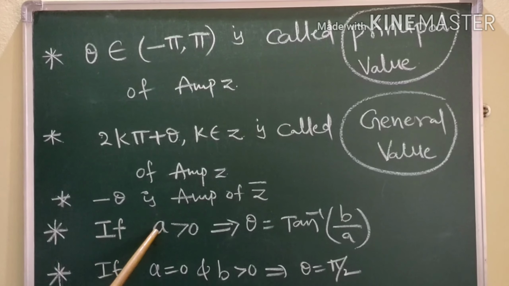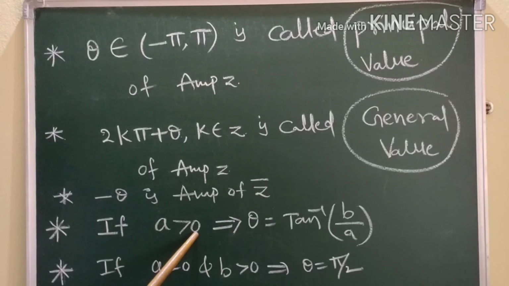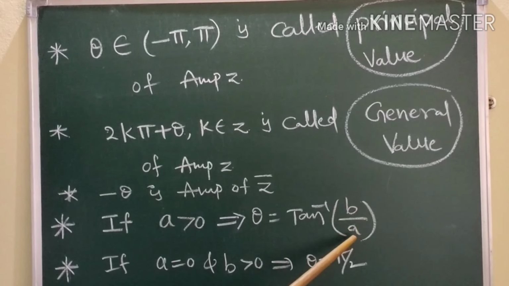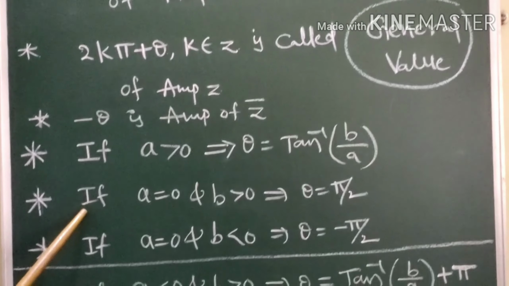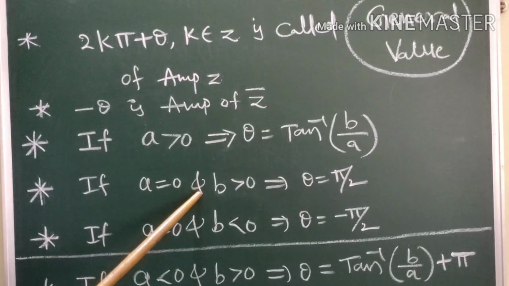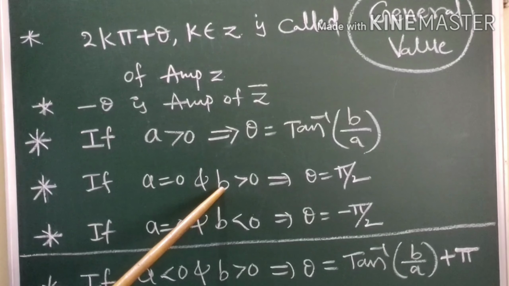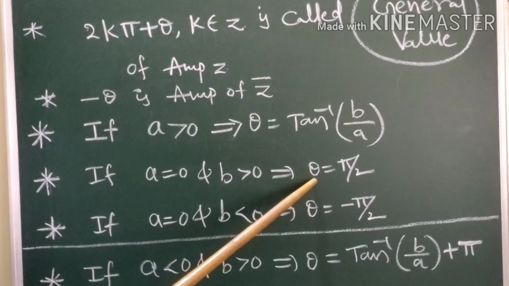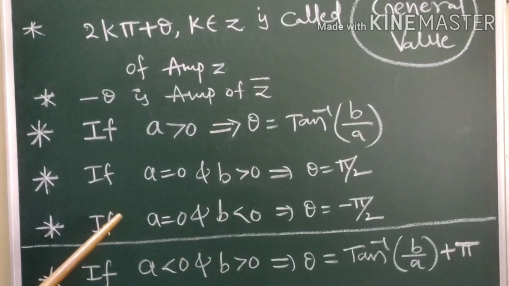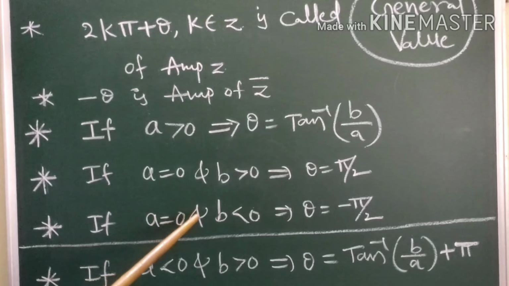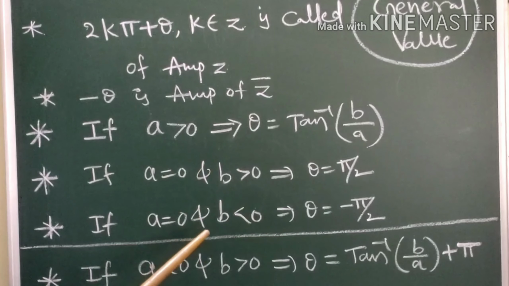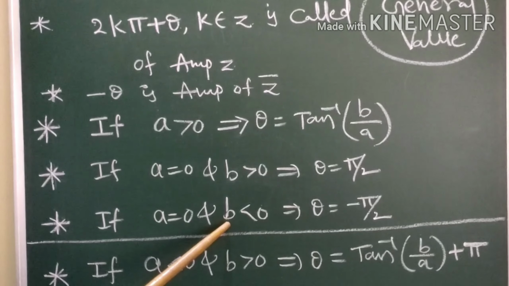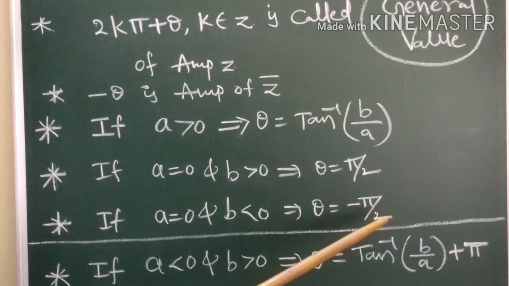Next, if a is greater than 0, that means positive, then theta is directly tan inverse of b by a. If a is equal to 0 and b is greater than 0, that means the point lies on the y-axis, so theta is equal to pi by 2. If a is equal to 0 and b is less than 0, here also the point lies on the y-axis, but it is below the x-axis, so theta is equal to minus pi by 2.